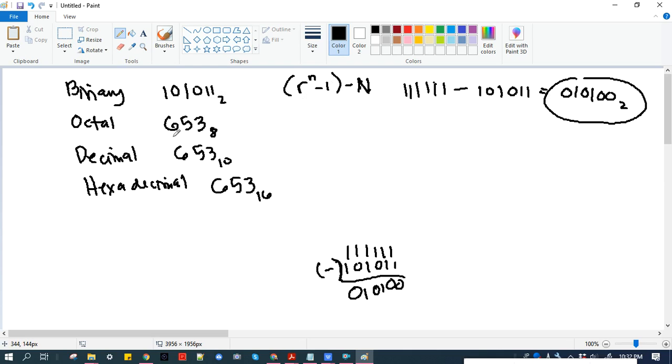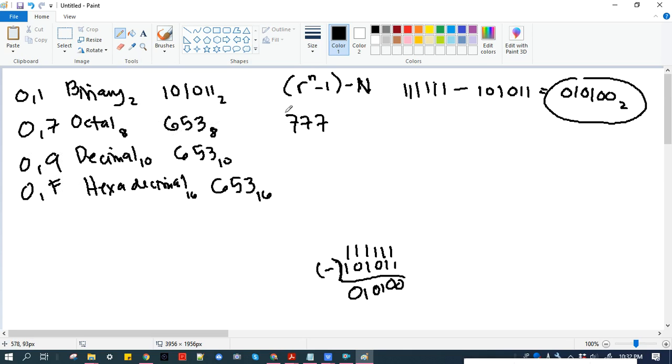How about for octal? We have 3 digits. For octal, we have 777. But remember that binary is base 2, octal is base 8, decimal base 10, hexadecimal base 16. 2 minus 1 is 1. That's why we have all ones here. The highest digit of binary is 1. For octal, the highest digit is 7. For decimal, that's 9. For hexadecimal, that's F, or 15 in decimal.